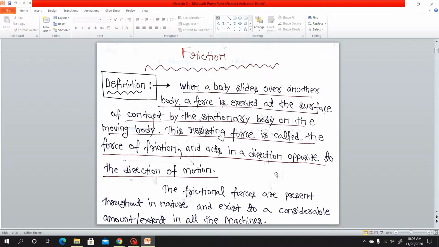Please say whether my slides are visible or not. Yes, sir. Slide visible? Okay, okay.